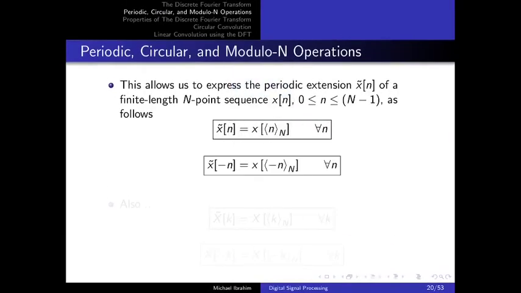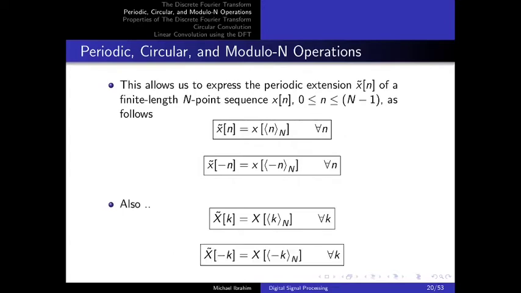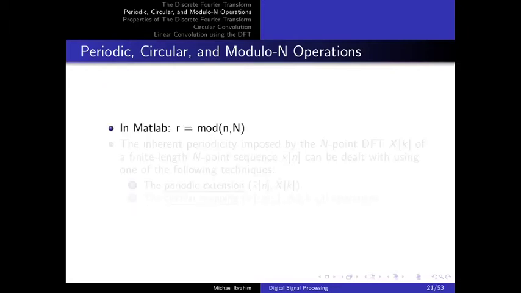Same for x tilde of minus n, which is a mirrored or time reversed signal. X tilde of minus n is x of minus n modulo N. Same for k. X tilde of k is x of k modulo N, because again we have periodicity in the k domain with period N capital. And x tilde of minus k is x of minus k modulo N. These relations are really important. You need to understand them.